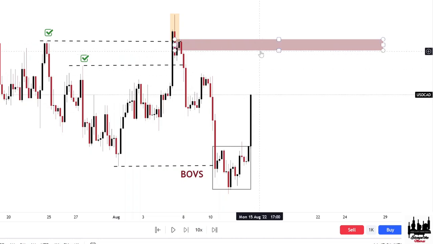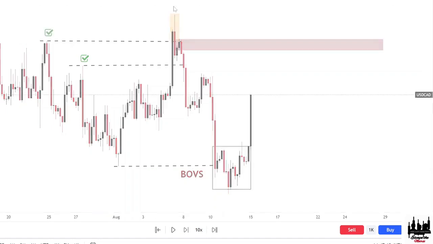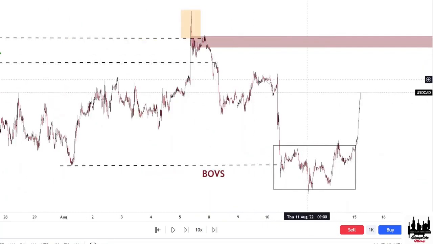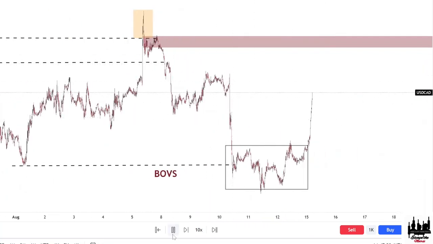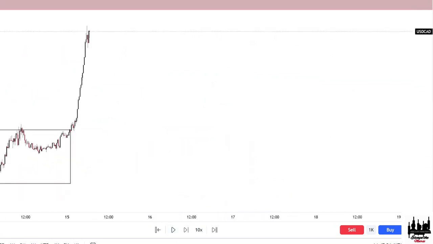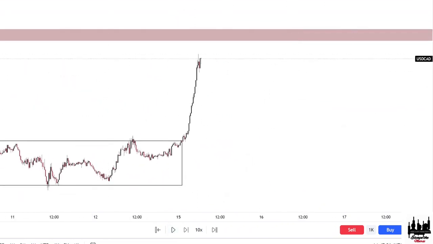Instead of just waiting for price to touch this area to try and get on the sell, we would wait for our liquidity in, liquidity out confirmation. So let's go to the lower time frames. So what are we waiting for? What we're waiting for is our liquidity in, liquidity out.